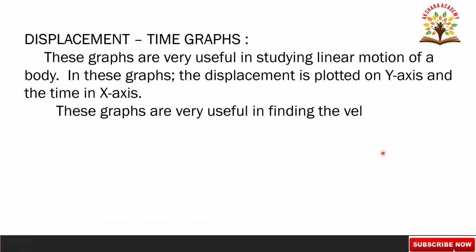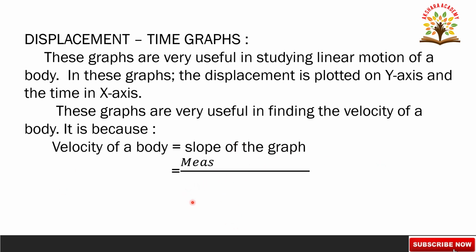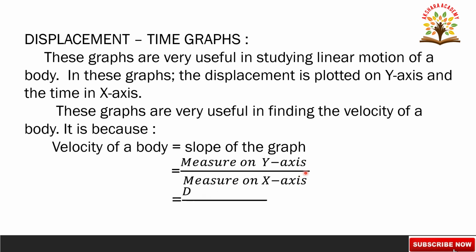Velocity is nothing but the rate of change of motion in a specified direction. It is because the velocity of the body is equal to the slope of the graph, that is equal to the measure on the y-axis by the measure on the x-axis, that is equal to displacement by time. Rate of displacement is also known as velocity. This is about the description of the displacement time graph.